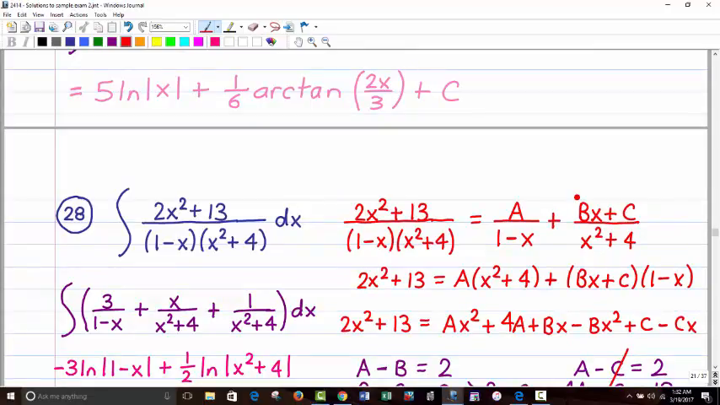So we have a setup similar to the last one. We have a linear term and the irreducible quadratic term. I chose to put the linear term first, which you don't have to, but I did: A over 1 minus x plus bx plus c over x squared plus 4. So I cleared out the denominator, which will leave me a times x squared plus 4 plus bx plus c over 1 times 1 minus x.